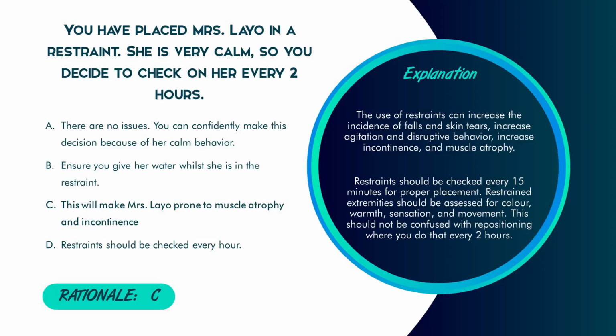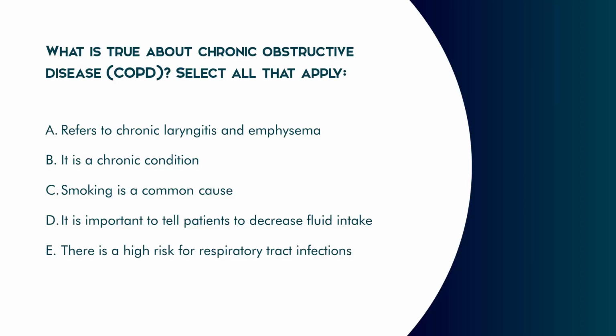All right. So next question. What is true about COPD, which we also call chronic obstructive pulmonary disease? Select all that apply. A, refers to chronic laryngitis and emphysema. B, it is a chronic condition. C, smoking is a common cause. D, it is important to tell patients to decrease fluid intake. E, there is a high risk for RTIs or respiratory tract infections.